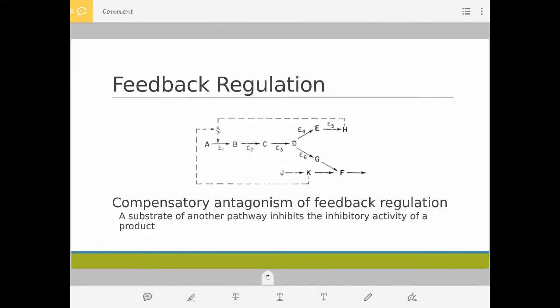And then we have a compensatory antagonism of feedback inhibition. This one looks a bit complicated, because it actually involves inhibition of the inhibitors. So how does it happen?